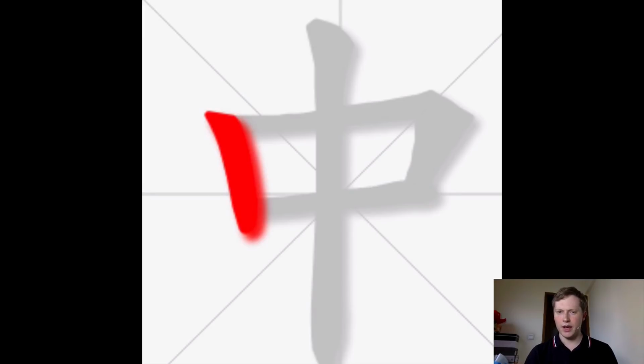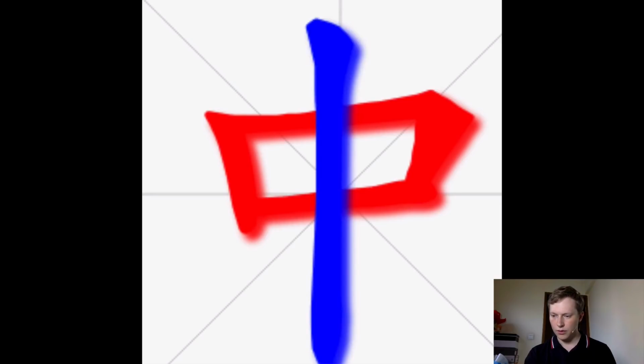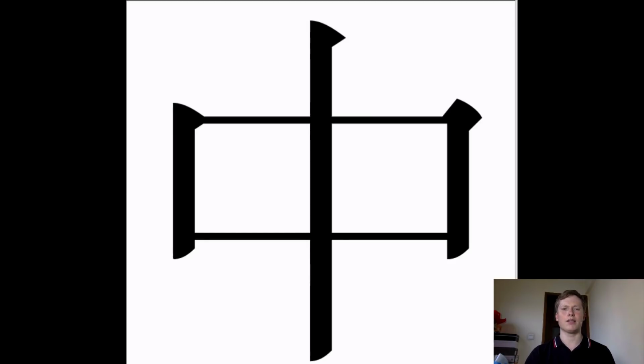Okay, the next example is 中, which means middle or China. And this character is written with 1, 2, 3, 4 strokes. So we've got 竖, 横折, 横, 竖. The 2 different parts of this character are marked in red and blue, but normally this would obviously be the same color. I don't want to confuse anybody with that. So here's what the character looks like normally.